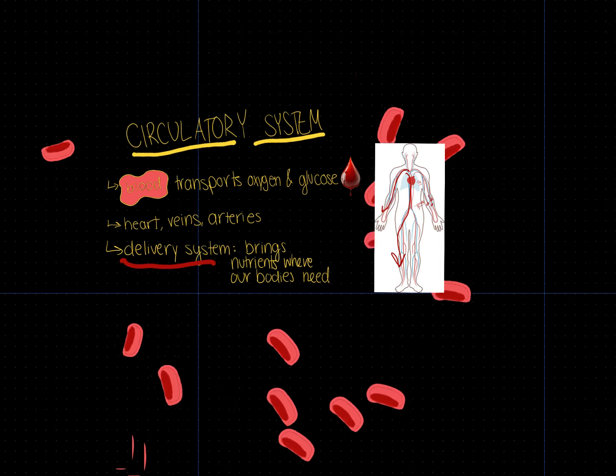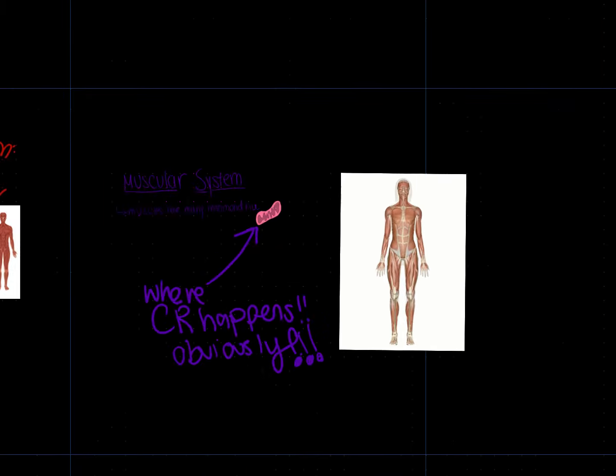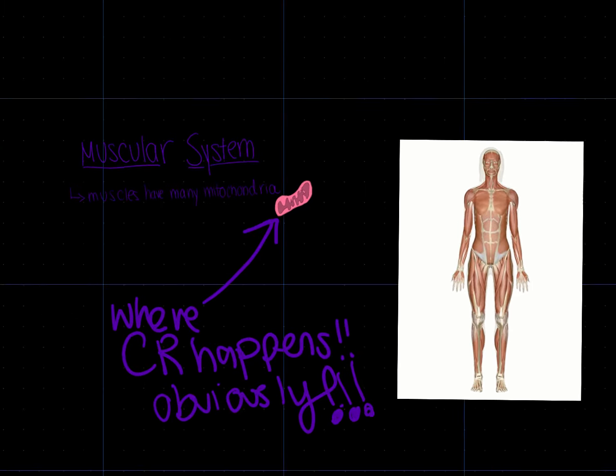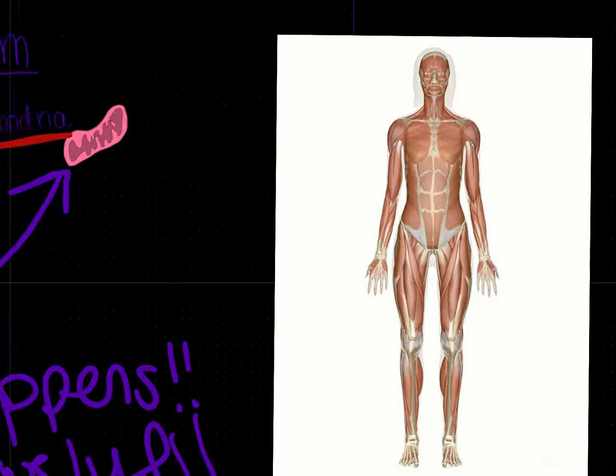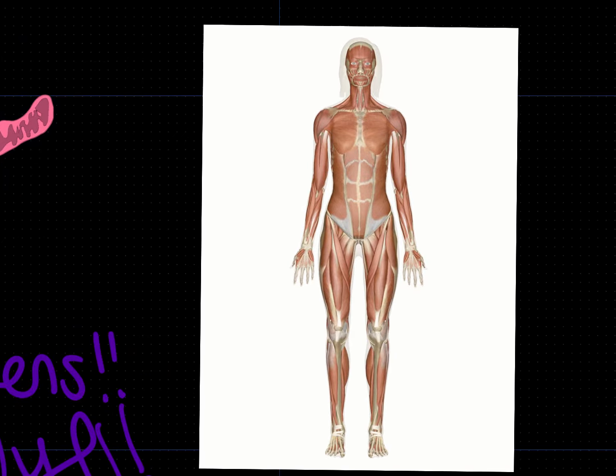The final body system that is involved in cellular respiration is the muscular system. This is where many mitochondria live, in our muscles. So we need that ATP to be created inside our muscles.